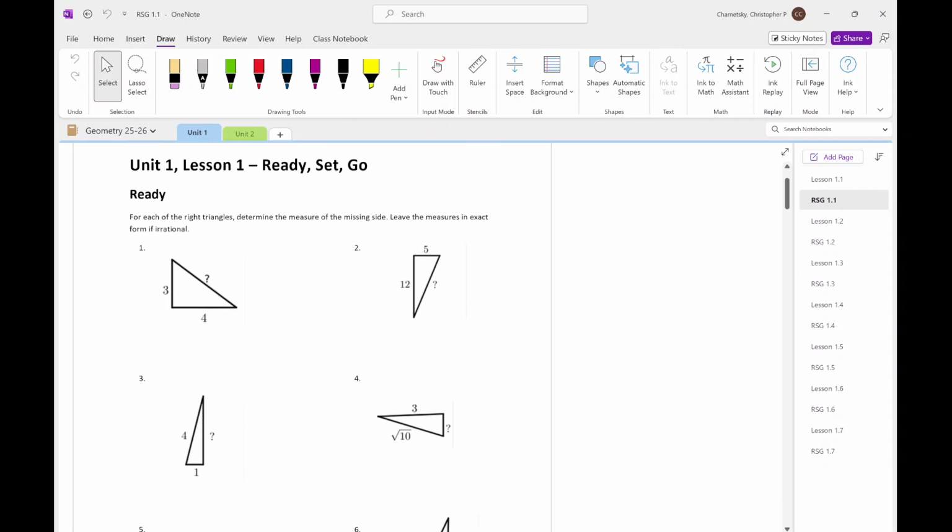Okay, for each of these triangles, these right triangles, we're going to find the missing side, and one thing to note is that we are going to leave our measures in exact form, so we're not going to be using our calculator to find square root. So each of these right triangles means that we're going to be using Pythagorean theorem to solve for our missing sides.